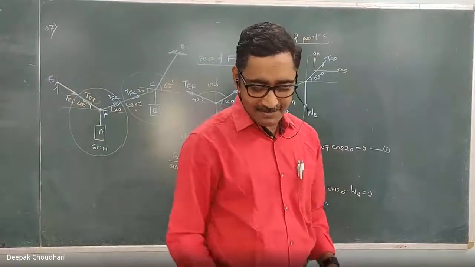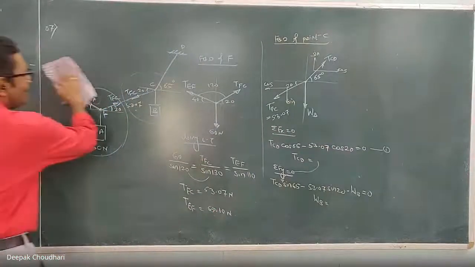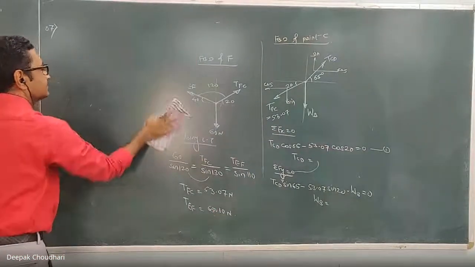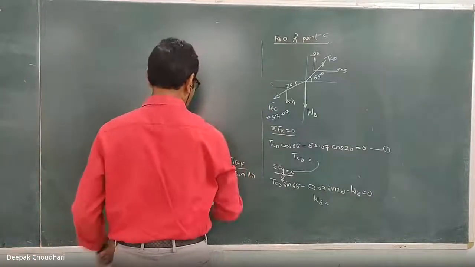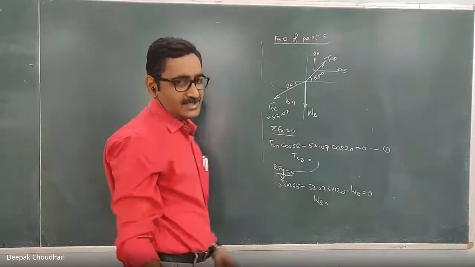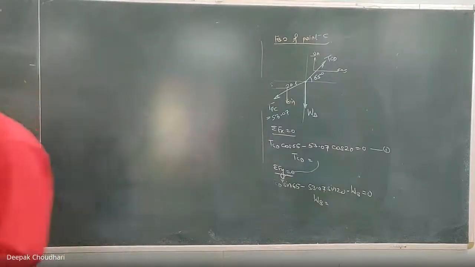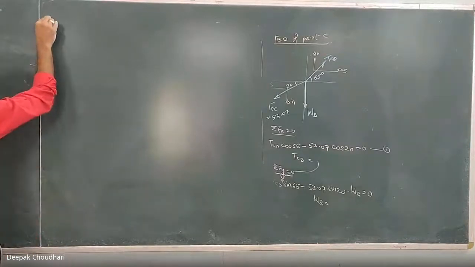नाउ नेक्स्ट वन इज सम नंबर 11. Draw the given figure properly. Listen, you have to be attentive. मैं किसी को भी पूछूंगा क्वेश्चन, क्लियर, प्रेजेंट रहना चाहिए और आंसर भी देना चाहिए. क्लियर. सम नंबर 11. Draw the given figure.